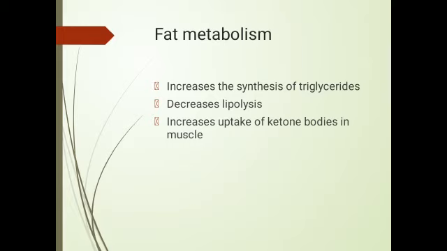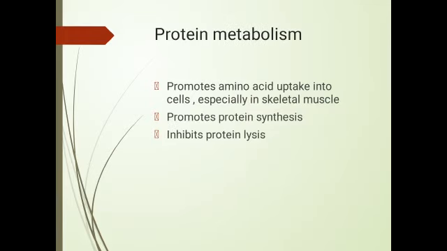Fat metabolism: insulin increases the synthesis of triglycerides, decreases lipolysis, and increases the uptake of ketone bodies in the muscle. So its effects are lipogenic and anti-ketotic. Protein metabolism: insulin promotes amino acid uptake into the cells, especially in the skeletal muscle, promotes protein synthesis and inhibits protein lysis. Thus, it has anabolic actions.